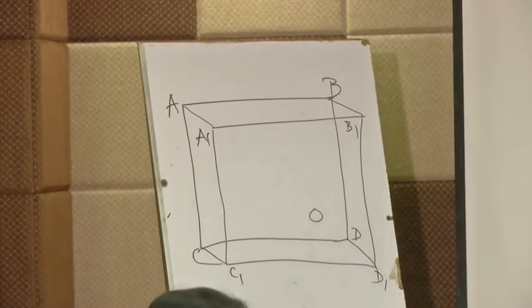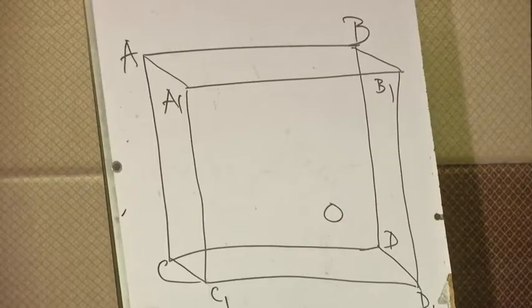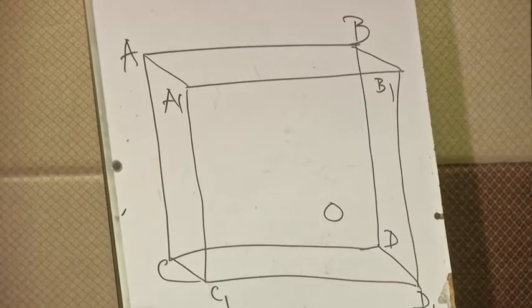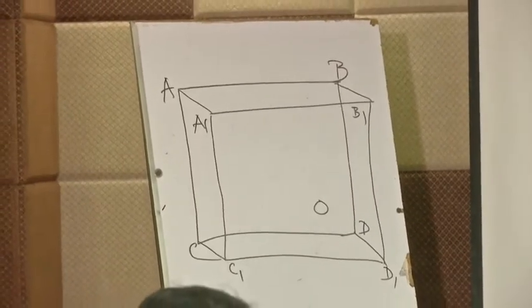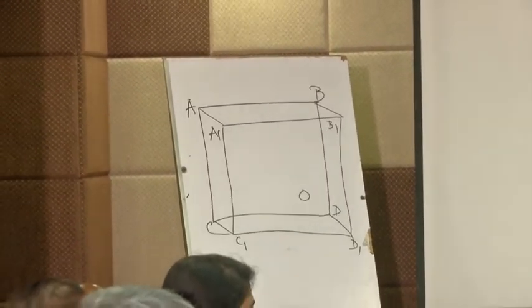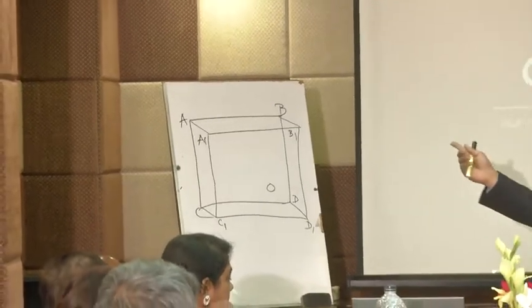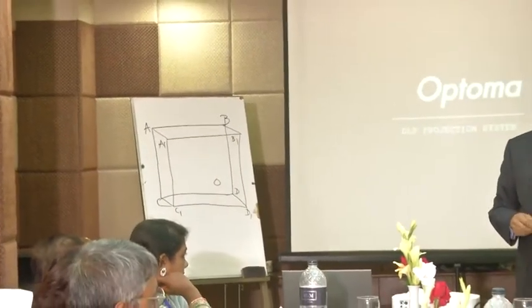See, there are two squares. If A1, B1, D1, C1 becomes the front panel, A, B, C, D becomes the back panel. And then, so two possibilities. And in each there are two possibilities. One is circle on the lower right hand corner and another is in the center.